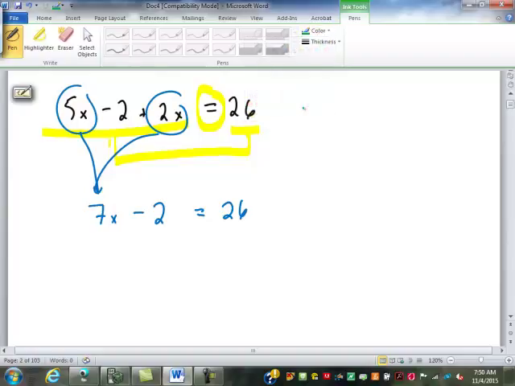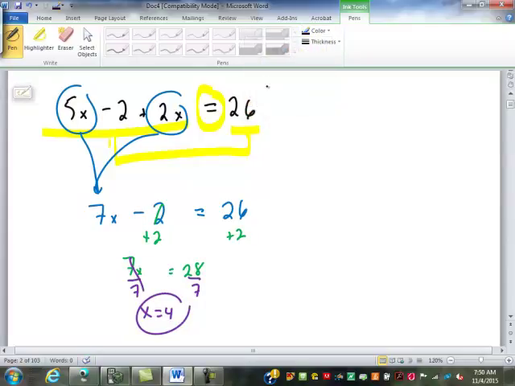Now then, to solve this, I'm going to add 2. So 7x equals 28. And then divide by 7. So x equals 4.